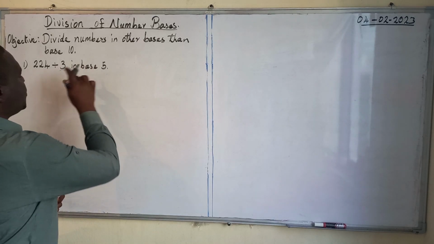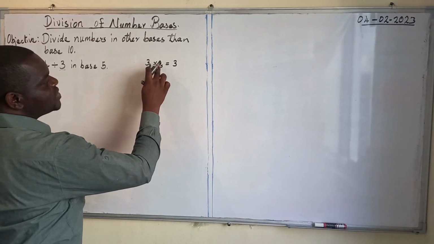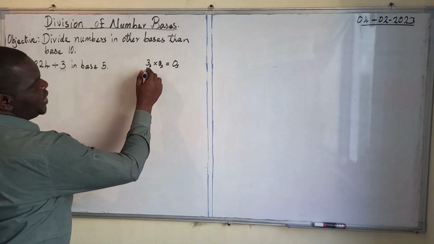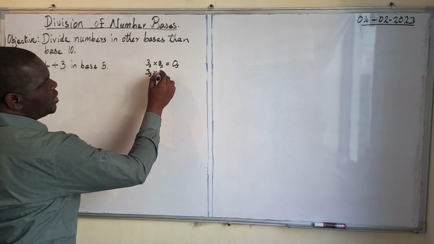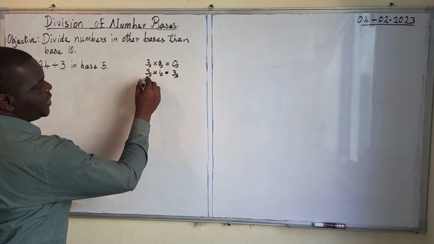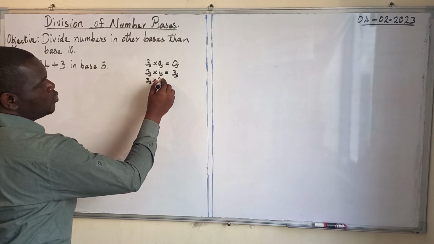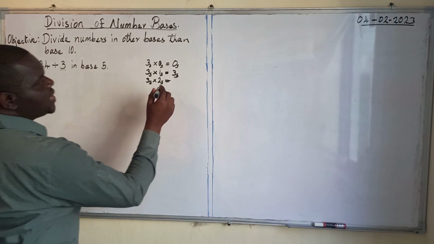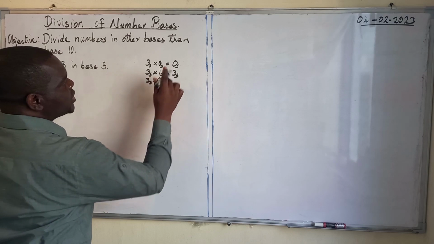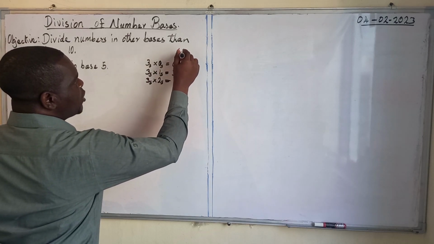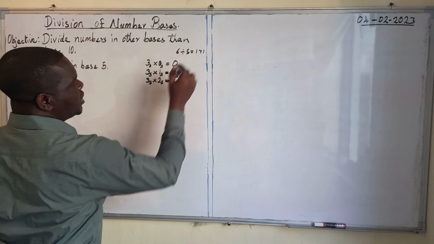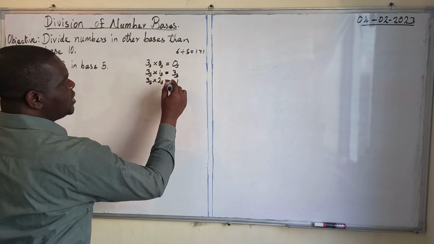So we're going to start with 3 base 5 times 0 base 5, which is going to give us 0 base 5. 3 base 5 times 1 base 5 is going to give 3 base 5. 3 base 5 times 2 base 5 is equal to 6. This is where it begins to get tricky. So let's follow up. This will give 6. 6 is more than 5, so you divide by 5. It will be 1 remainder 1. You write 1 first, the remainder, and then the whole number.